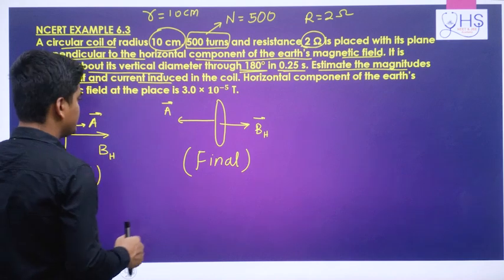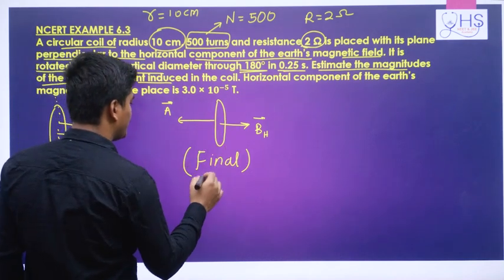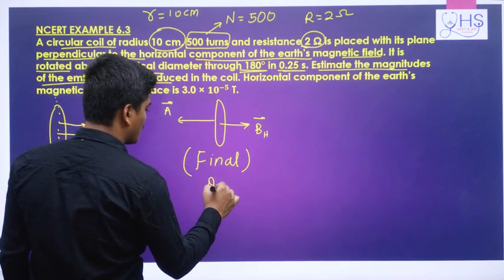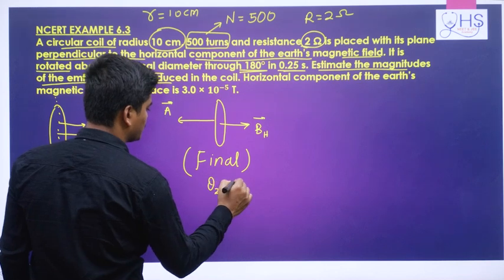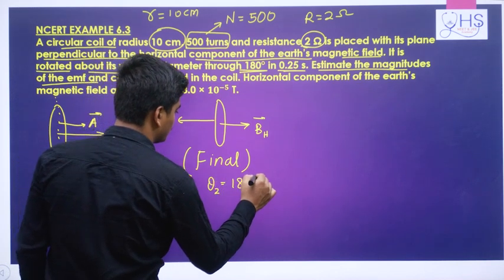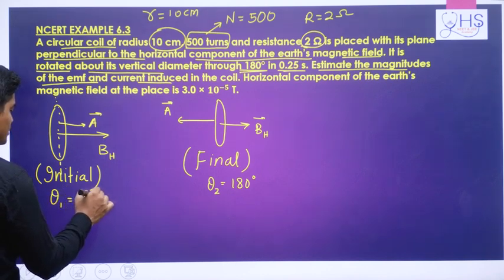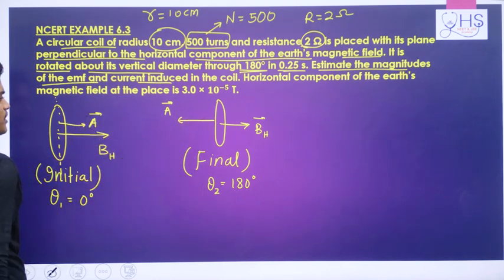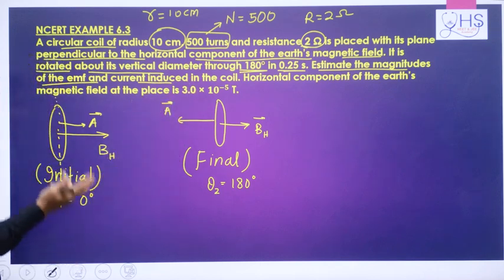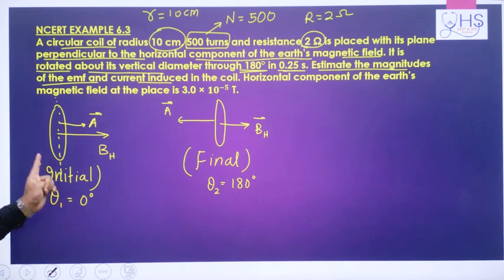Now here, what is the angle between BH and A? Theta 2, or theta final, is 180 degrees. But theta 1 is 0 degrees, because initially both are parallel, and finally both are anti-parallel. So about the vertical diameter it is rotated. Now we have the initial condition and the final condition.